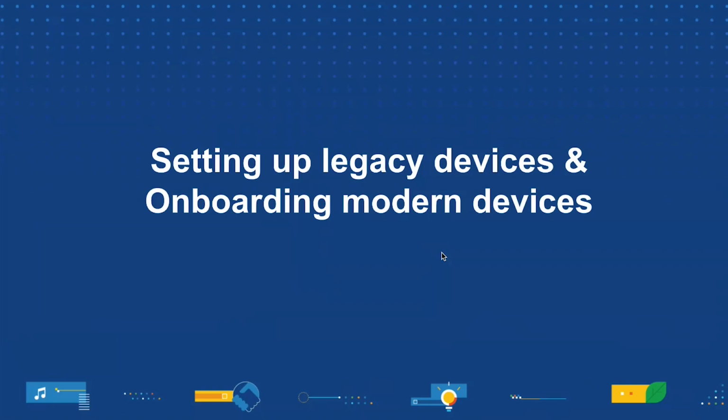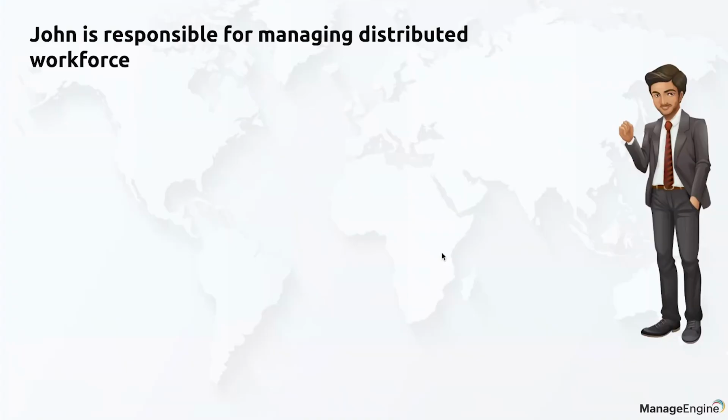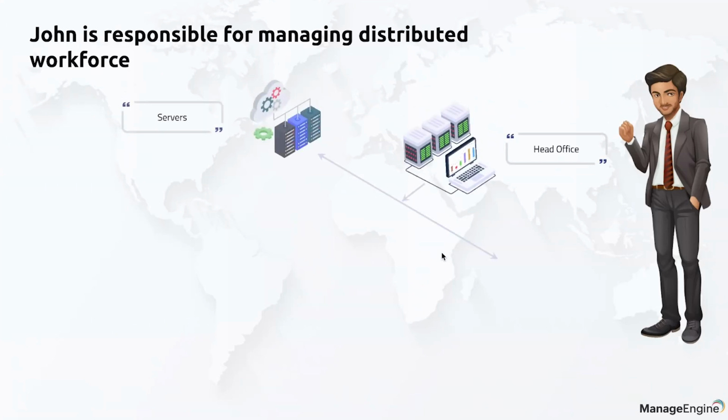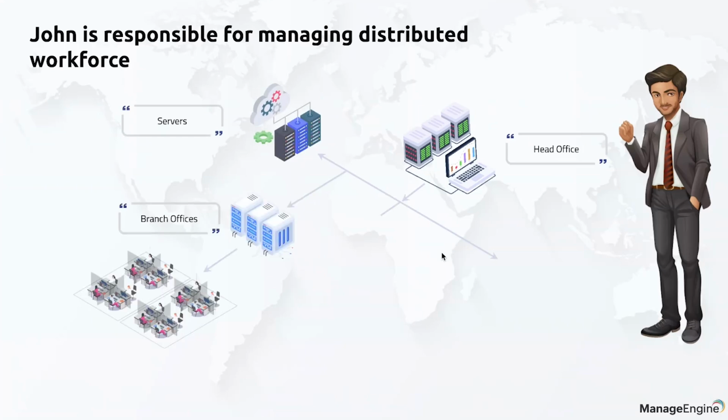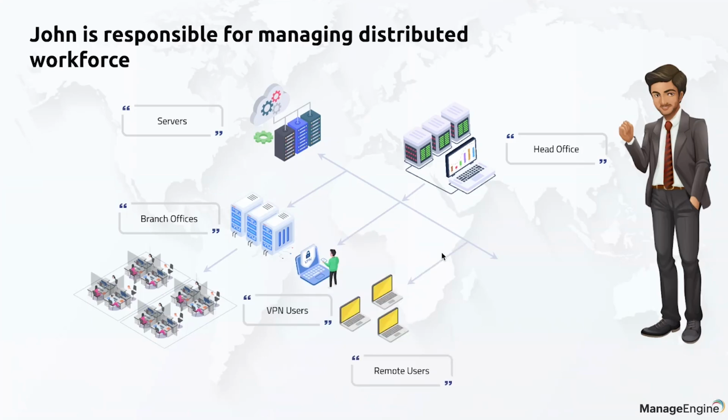So before we start, we are going to look at an example where John is responsible for managing a distributed workflow. When we talk about distributed workflow, he has a head office, and he has a server setup. He has branch offices that he needs to manage. He has VPN users. He has remote users, and he also has users with mobile devices, which are corporate-owned mobile devices. So John is given the task to manage this distributed workforce. How can John achieve this using Endpoint Central?